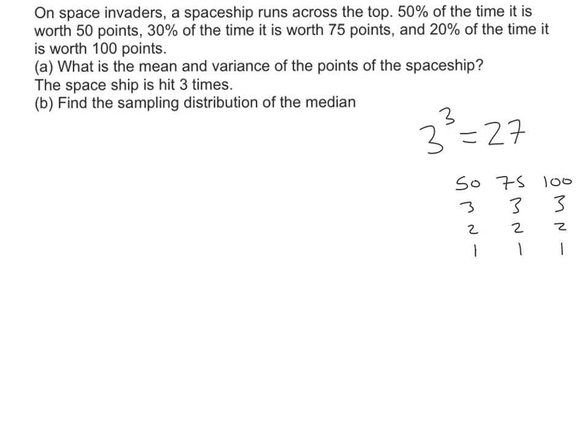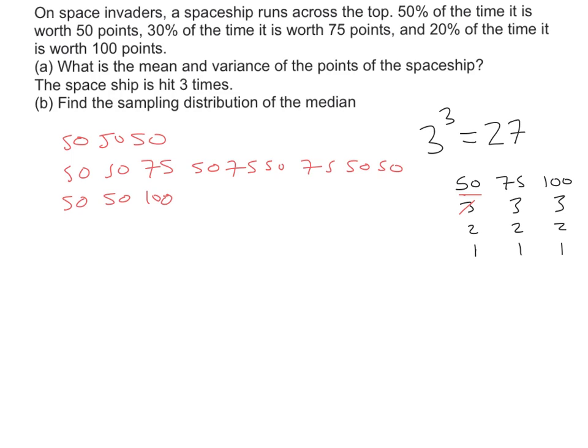So I'm going to start with the 50s. So we could have 3 50s, so 50, 50 and 50. We could have 2 50s chosen, so 50, 50 and 75, and then all the combinations of that, so 50, 75, 50 and then 75, 50 and 50. But we could also have 2 50s but with 100. So list all the combinations of that as well. Okay, so I've done these possible scenarios.